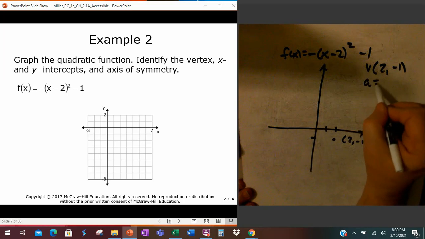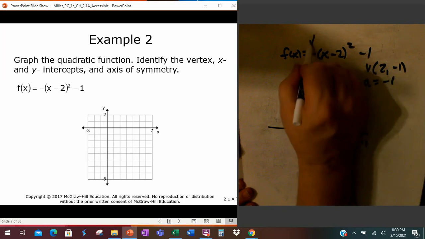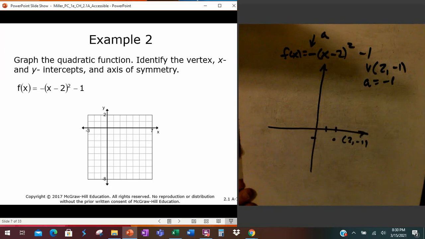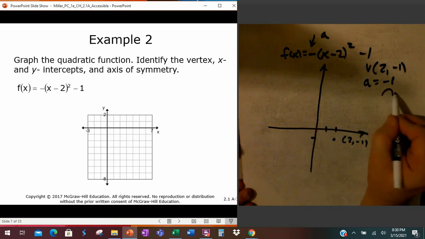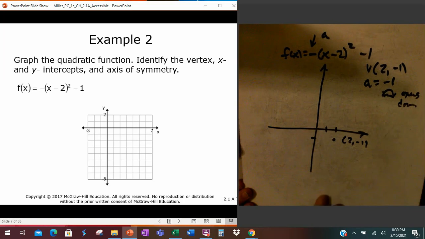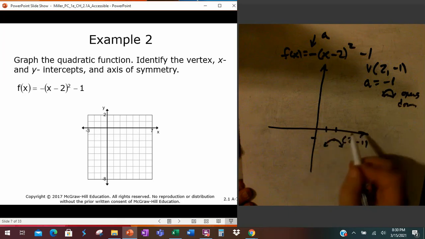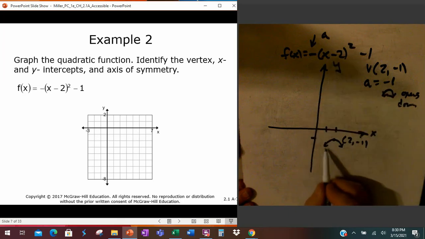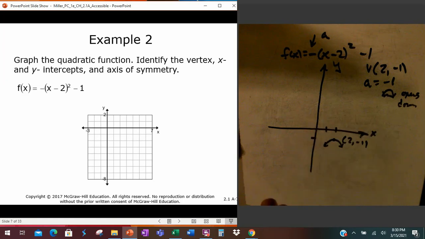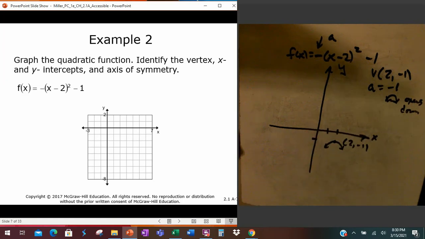And now I note a is negative 1. There's my a. Okay. So this says it opens down. So here, I go ahead and set this up just like this. And that tells me that I'm below the x-axis and my y opens down, so it's not going to cross that x-axis. Okay, so just from noting these couple of things, we already know there's going to be no x-intercepts.